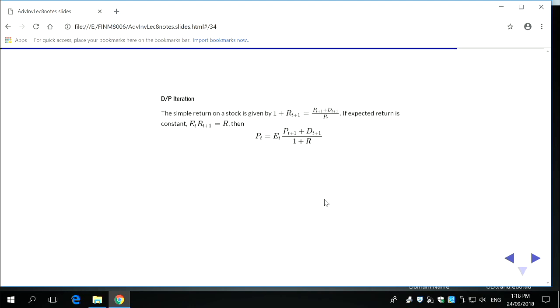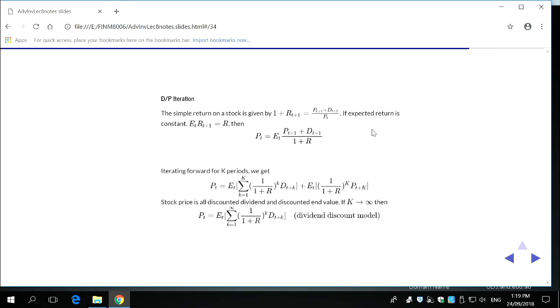So how can we actually understand this? Let's look at how the DP ratio and the returns are defined. The gross return, as we've seen before, is just price plus dividend divided by the lag price. If the expected returns are all constant, then we can solve for the current price, which is the expected future dividend divided by 1 plus the constant R. And then you can iterate this forward to get the price equal to the sum of all the discounted dividends.